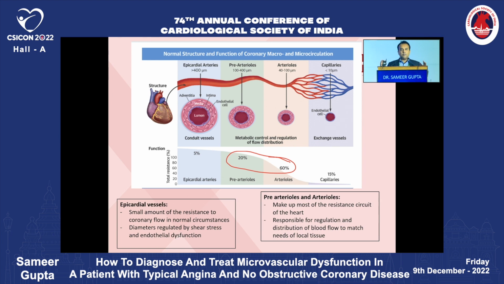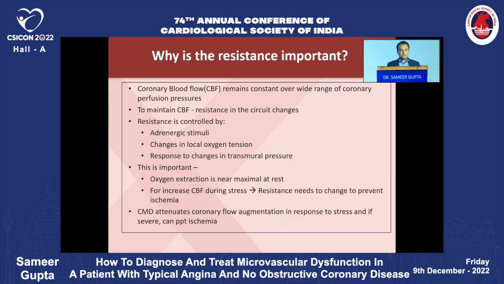Now, when you think of the microvasculature, when you think of the entire vasculature of the coronary arteries, there are epicardial arteries that we concentrate on, we cath them, we study them on CT angio, but there is a whole host of other vessels as well. After the epicardial vessels come the pre-arterioles, the arterioles, and the capillaries. And it is the pre-arterioles and the arterioles that really define a lot of the resistance to blood flow in the heart. And that is very important.